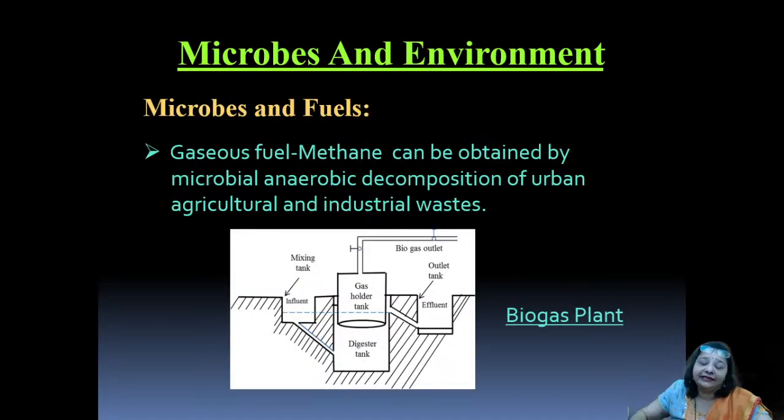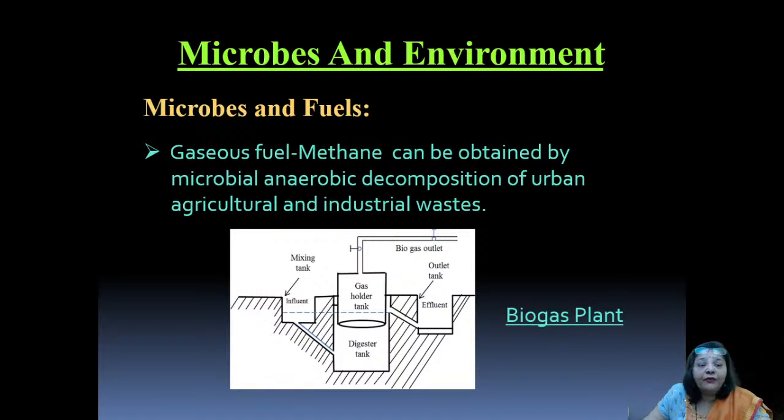So now let us see how these microorganisms are useful for the environment. Let us see the role of microbes in the environment, under microbes and environment. First of all, as we started with the biogas plant, we all know now that microbes like bacteria and fungi are used to decompose organic matter, and the product of this decomposition process is mainly methane gas. So it forms the gaseous fuel.